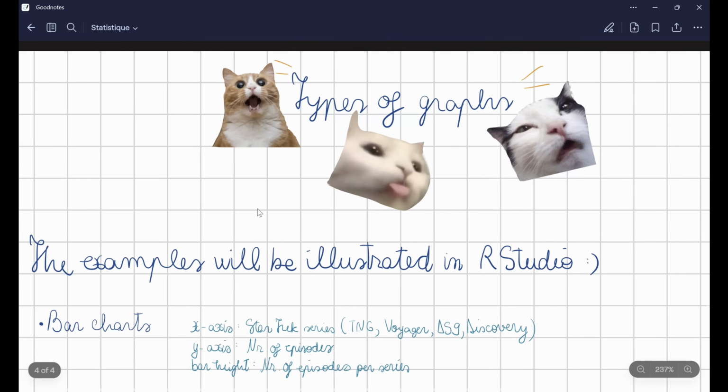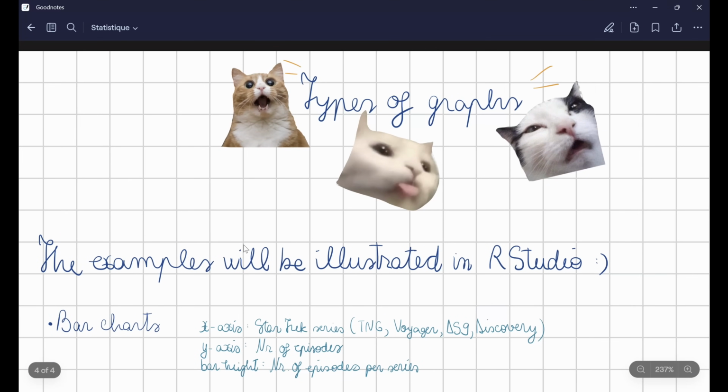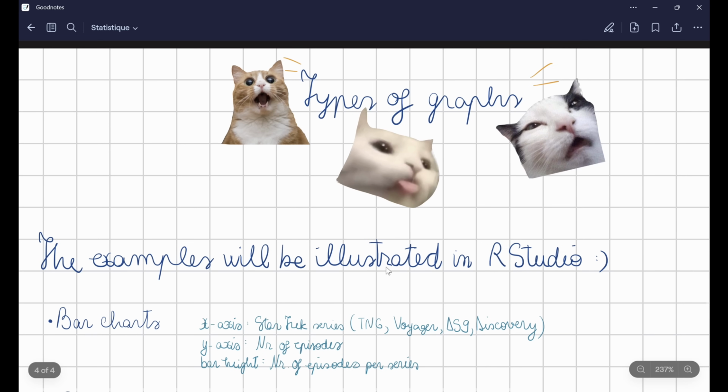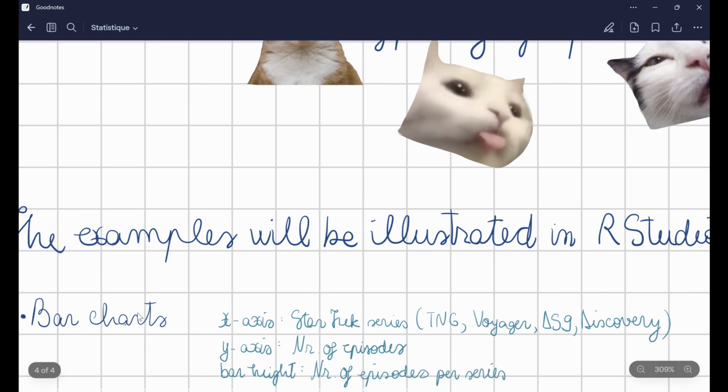I will also be using RStudio to illustrate them. This is the first statistical software that I have worked in, and it's super easy to use. You just gotta learn your way around it. Having said that, we can get started now.